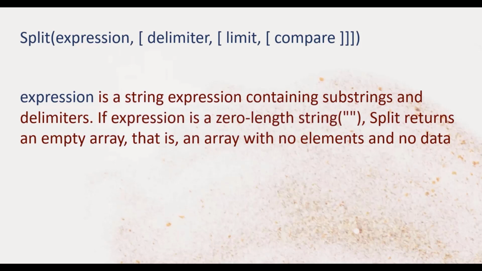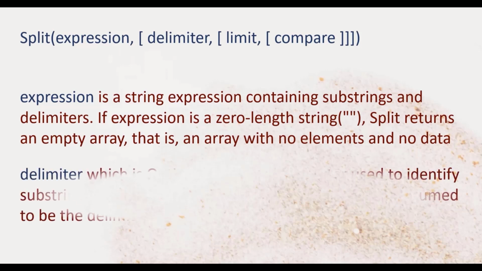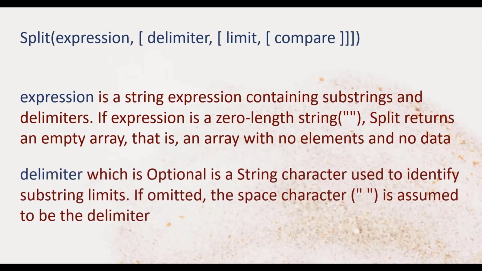If expression is a zero-length string, then Split returns an empty array, that is, an array with no elements and no data. The delimiter, which is optional, is a string character used to identify substring limits. And if you omit the delimiter, then the space character is assumed to be the delimiter by default. We will not get too much into the Split function now. I will cover this in detail with a lot of examples in one of my future videos. We will use a very basic Split function here to store data in an array.